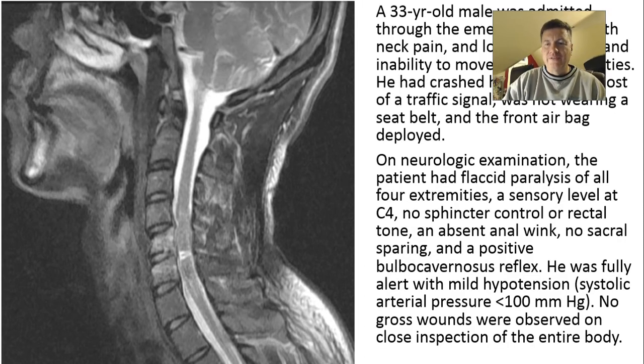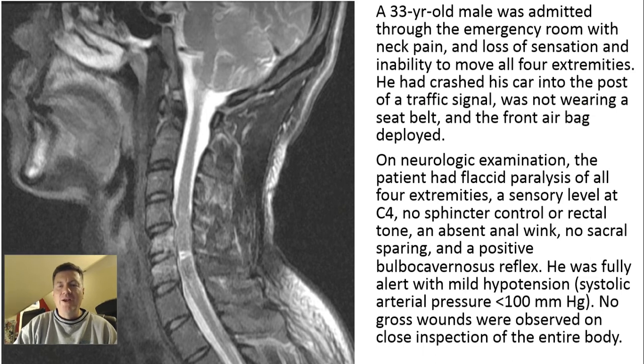I want to show you this case, and again, I wish I could move my menu back here, but I'm going to just give you the highlights. Here was a 33-year-old male who was in a car accident and reported loss of all movement of extremities. He was not wearing a seatbelt, hit the airbag, and I'll show you the mechanism of injury in a second. On examination, the patient had flaccid paralysis, so really no voluntary or involuntary movement of any of the limbs, and a sensory level at C4. That is, at C4 and above, there could be some sensation, but not below. No sphincter control, erectile tone, an absent anal wink, no sacral sparing, and a positive bulbocavernosus reflex. I'll talk about a couple of those in a second.